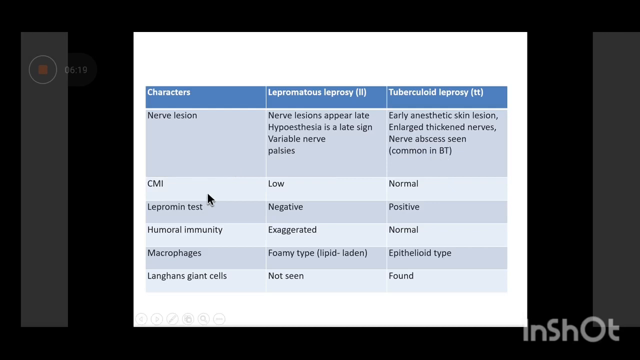Now coming to cell-mediated immunity, here the cell-mediated immunity in lepromatous leprosy is low, and the prognosis is not good, it's poor.